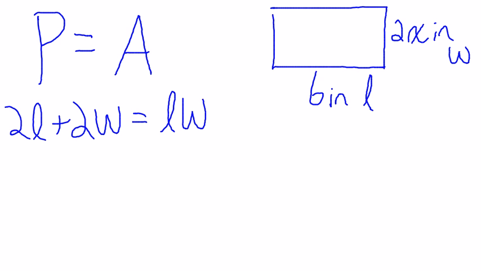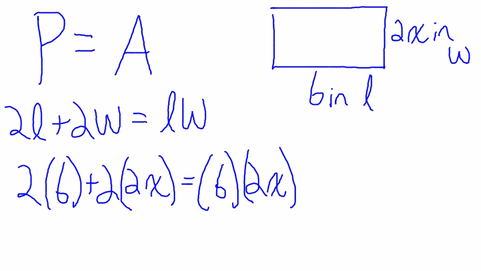So let's go ahead and substitute in our numbers, our length and our width, for our variables in the P equals A equation over here. So I went ahead and did that here for us. 2 times the length, which is 6, plus 2 times the width, which is 2x, is equal to the length of 6 times the width of 2x.